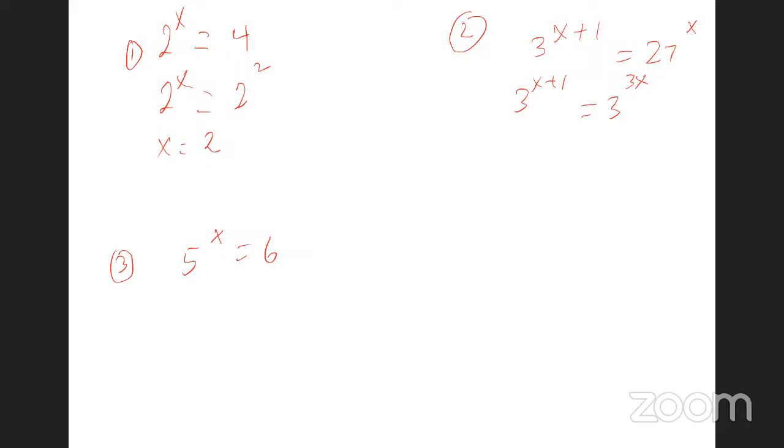So here, when you compare, you'll end up with x plus 1 is 3x. Bring all the x on one side. So you'll get minus 2x is minus 1, x is a half. All right. Right, number 3 on the other hand, how will we attempt to solve number 3? Correct, Katrina?